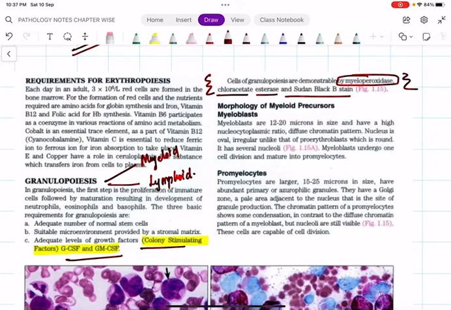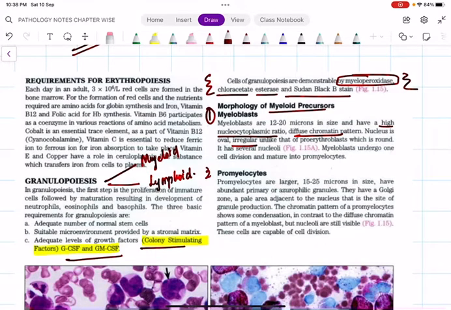Then we have the morphology of myeloid precursors. First, let us see what is the first stage. Yes, myeloblast. Remember, the myeloblast has a high nucleocytoplasmic ratio, and they have diffuse chromatin. These are the two important points that you have to remember. And they have irregular nuclei. What is that? High NC ratio, diffuse chromatin, and irregular nuclei.